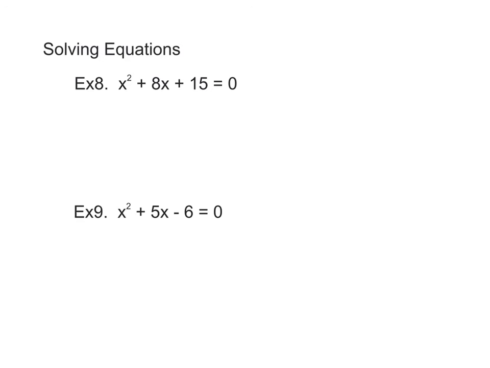Okay, let's go on to solving equations. So in the last section, we looked at difference of squares, that factoring, and then we solved with it. Now we're going to use this trinomial factoring to solve. So the trinomial is set equal to 0. We'll start it the same way. I'm going to go ahead and factor.